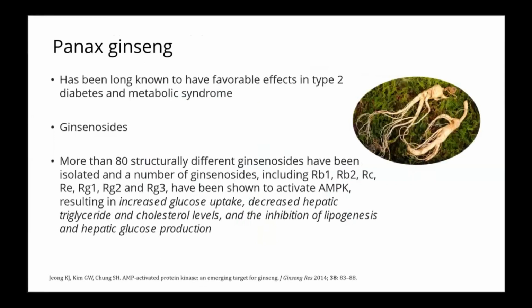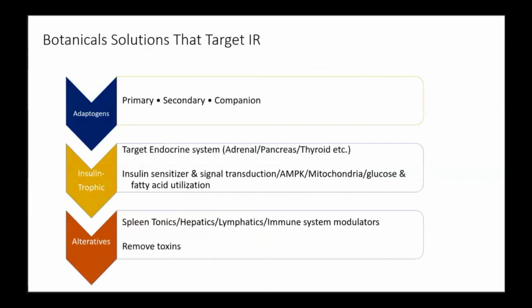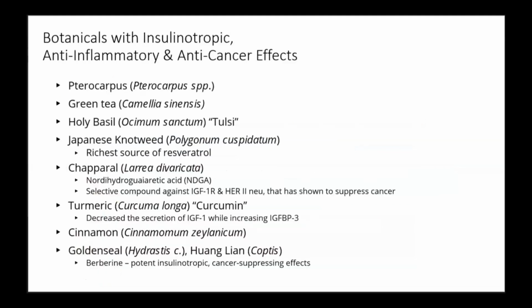Back to ginseng, one of the great ones for diabetes and for this whole picture of having blood sugar and glucose problems. Inhibition of lipogenesis increases the liver's manufacture of glucose. Solutions: adaptogens, insulin-trophic plants, and alteratives. Alteratives enhance the capacity of the liver and the spleen, the lymph system to remove toxins. List of botanicals with insulin-tropic, anti-inflammatory, and anti-cancer effects.